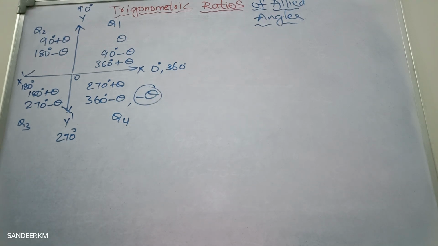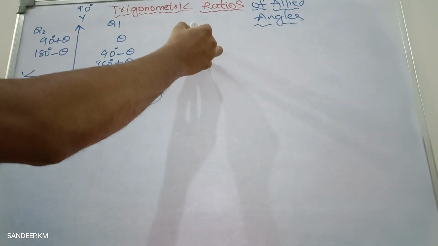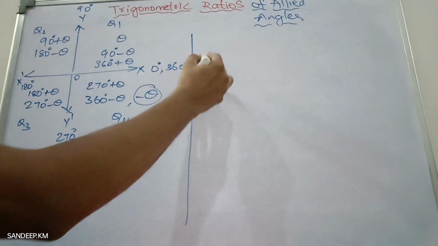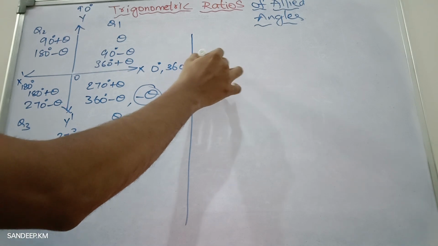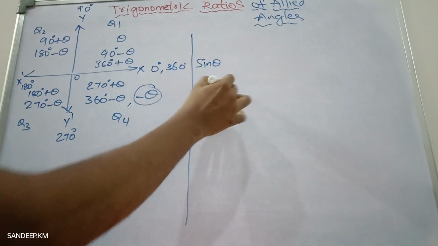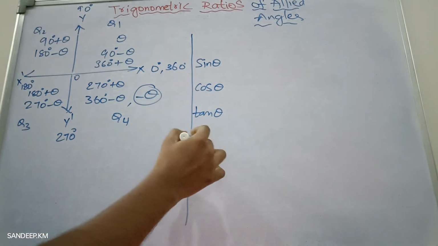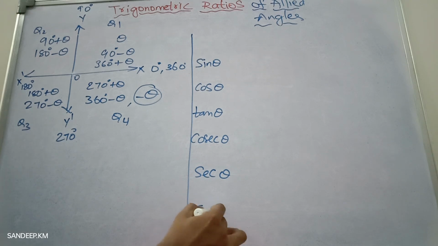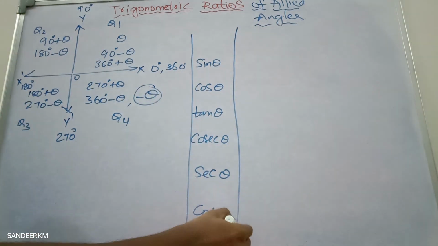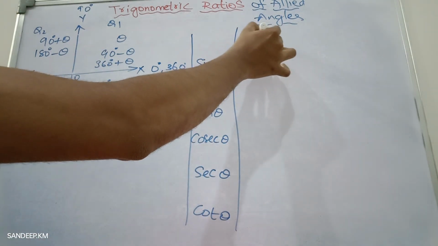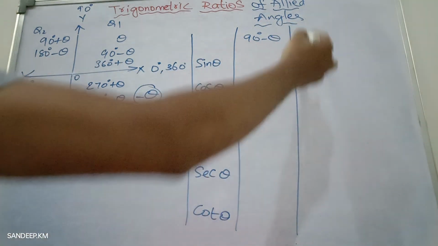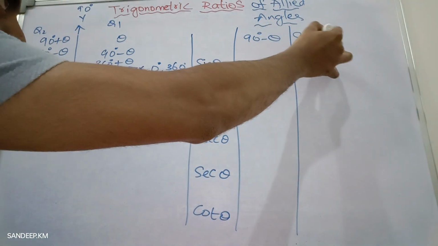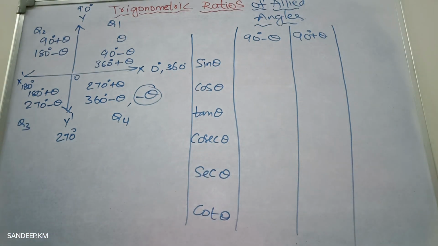Now let us start with the trigonometric ratios of 90 minus theta. Okay, so initially the six trigonometric ratios are sin theta, cos theta, tan theta, then cosec theta, sec theta, cot theta. First the trigonometric ratios of 90 minus theta, next 90 plus theta, and then 180 minus theta.